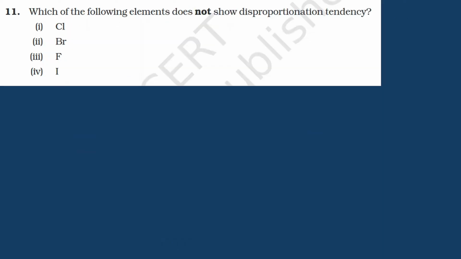Question number 11. Which of the following elements does not show disproportionation tendency? Let me know. What do you think? For the same reason as the last question, right? Chlorine has multiple oxidation states. It goes all the way from -1 to +7, +5, etc. बहुत होते हैं, +1, +3. Bromine as well, iodine as well, all of them. Some of them don't show +1, but उसको पढ़ने के लिए तुम लोग JDL पढ़ लेना कि why some things show +1, some things don't show +1. But this obviously shows only -1.